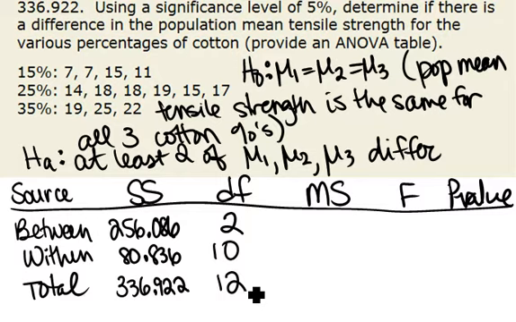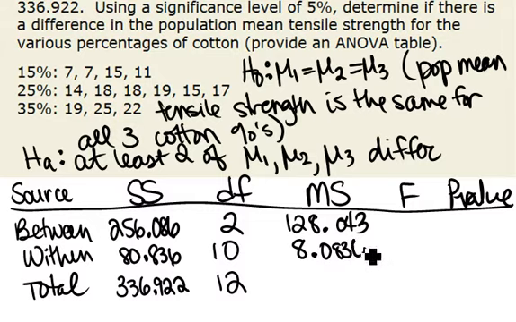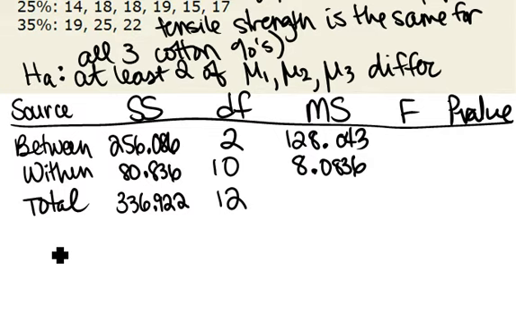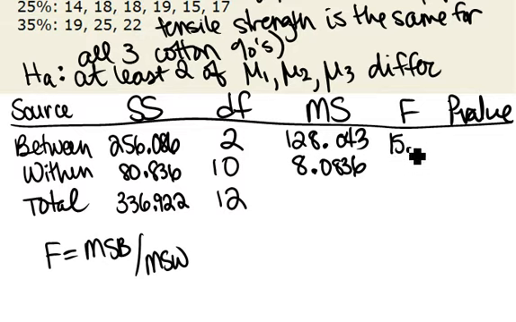Mean squares are obtained by taking your sums of squares divided by your degrees of freedom. So within the table, you take 256.086 divided by 2, and you'll get 128.043. If you take 80.836 divided by 10, you'll get 8.0836. And now our F test statistic is a ratio of those mean squares. So F is equal to the mean square between divided by the mean square within. And so we're going to divide 128.043 by 8.0836, and that'll give us 15.84.